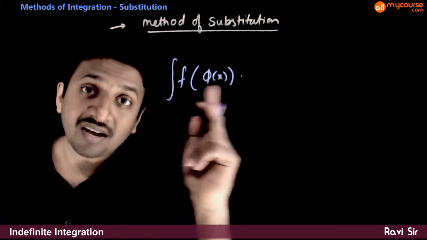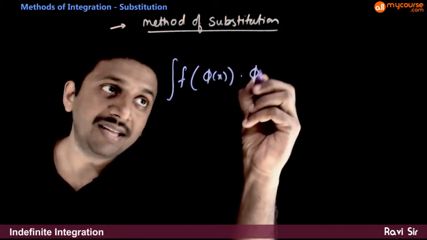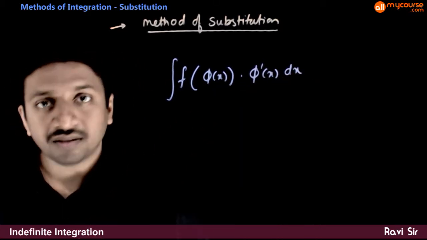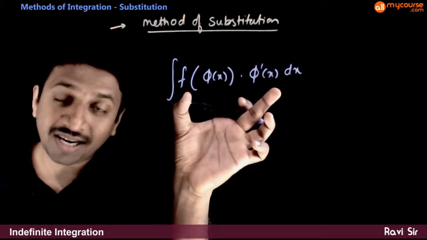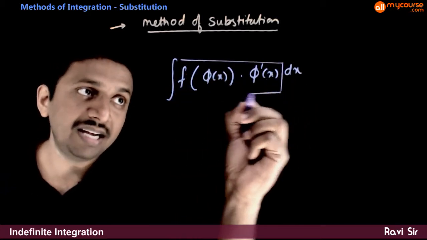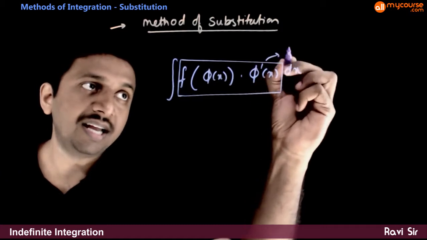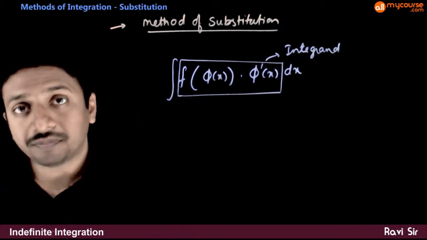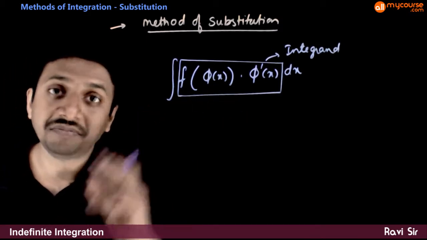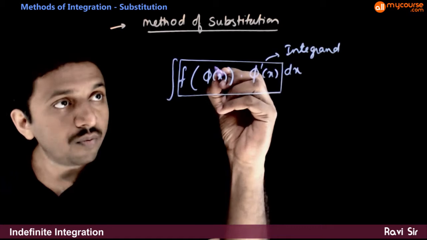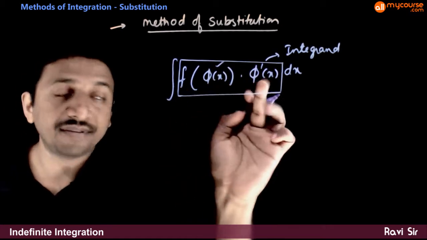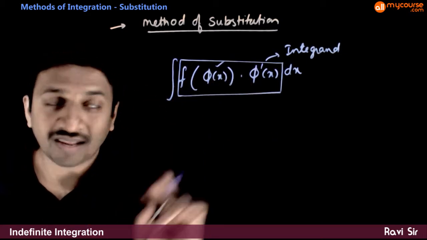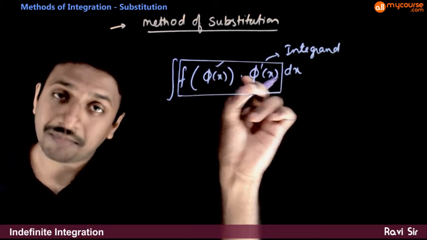And if this is also followed by the differentiation of this phi of x dx, that is, if the integrand, the expression inside integral is called the integrand, is of this form, that is f of phi of x times phi dash of x, that is, whatever the first function is made up of, you have the differentiation of that as a multiple, as a term which is getting multiplied.